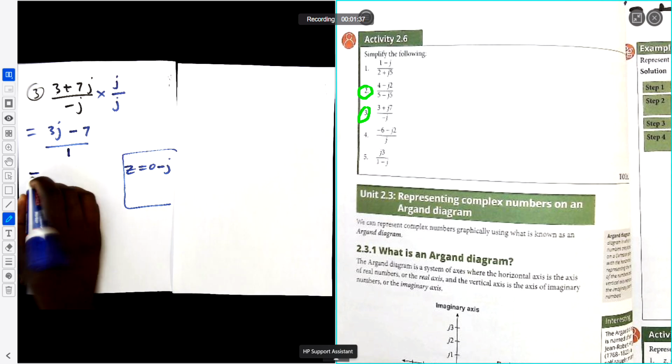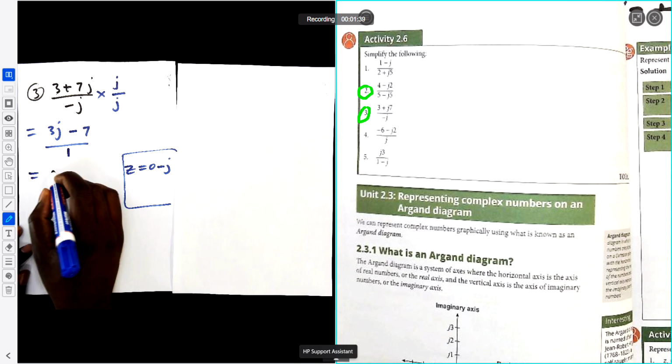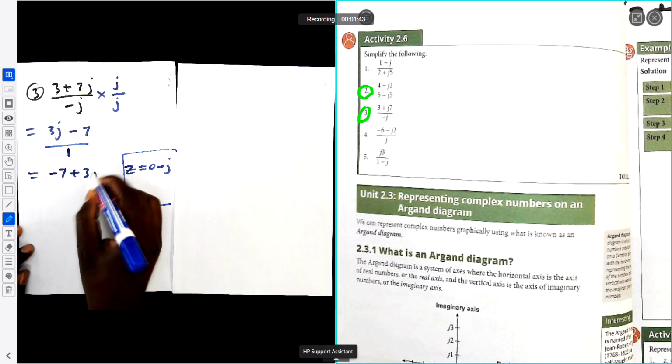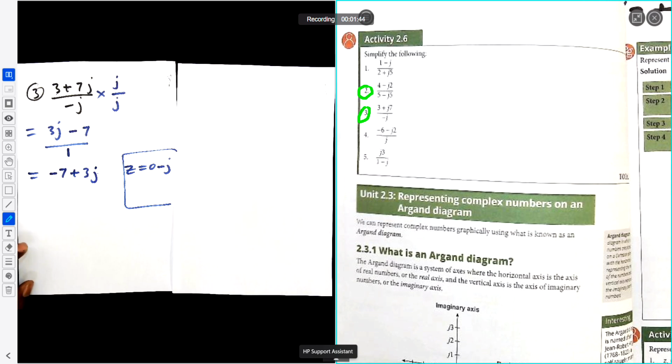Therefore, the answer will be equal to, when you rearrange and solve it, minus 7 plus 3j. Easy peasy, just like that.